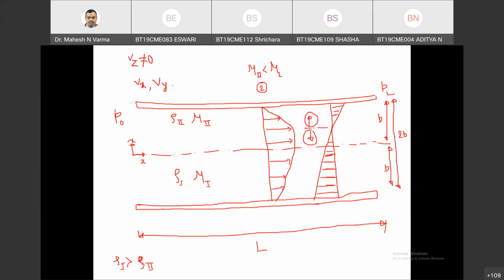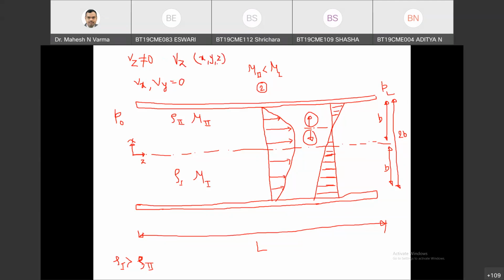Why Vy equals 0? Sir, similarly, there is no pressure difference in y direction also. Very good. There is no driving force in y direction. So now Vz can be a function of x, y, and z.